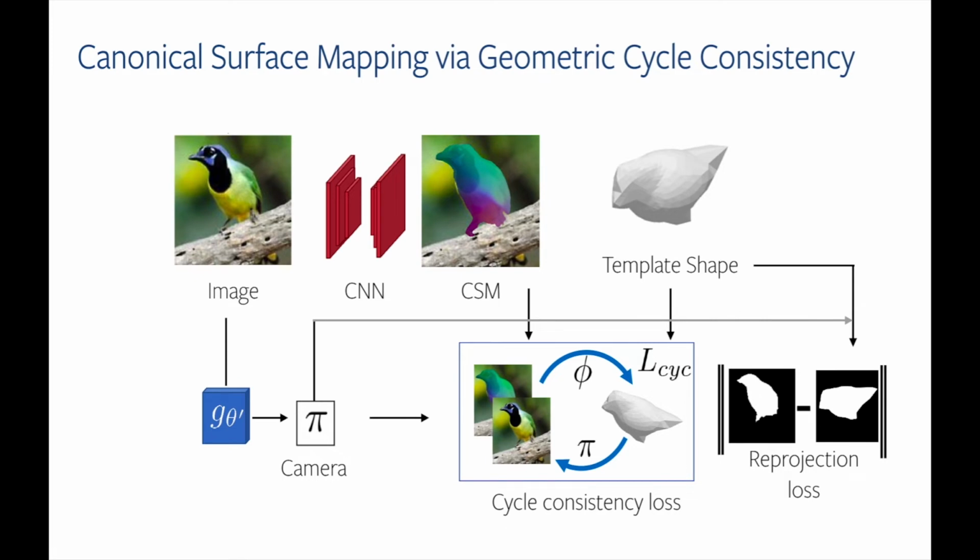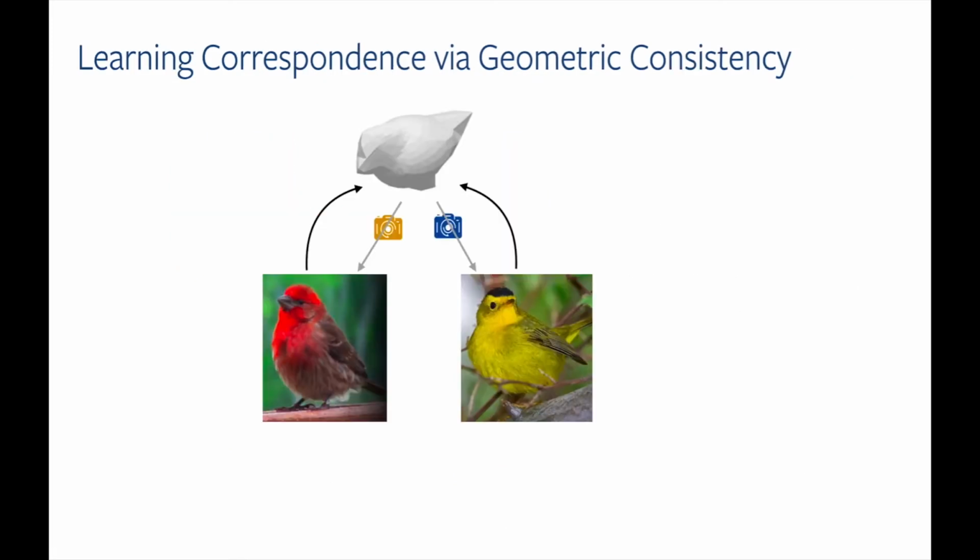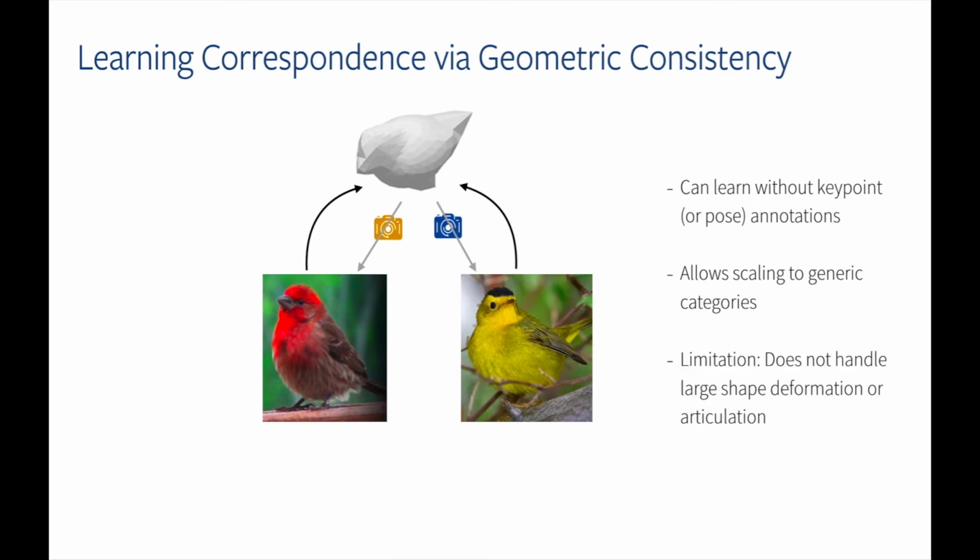The framework allows us to learn this 2D to 3D canonical surface mapping prediction by enforcing geometric consistency, and allows us to bypass the requirement of key point or pose annotations, and therefore we can scale to generic categories where such annotations are difficult to acquire. However, our framework does have some limitations in that it cannot handle large shape deformations or articulations because we aim to explain all the data using reprojections of a fixed template shape.